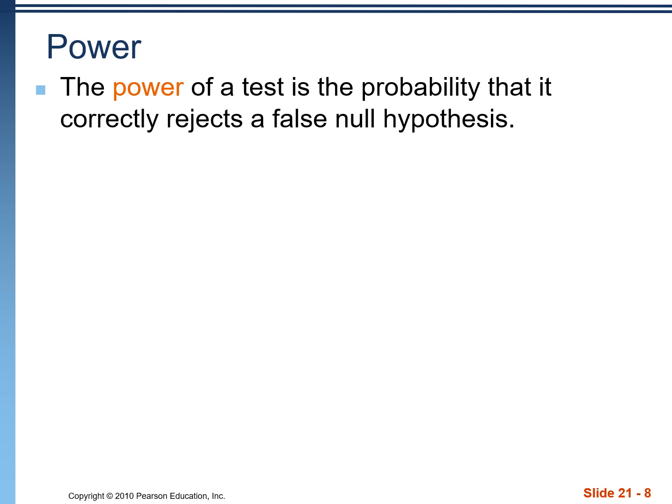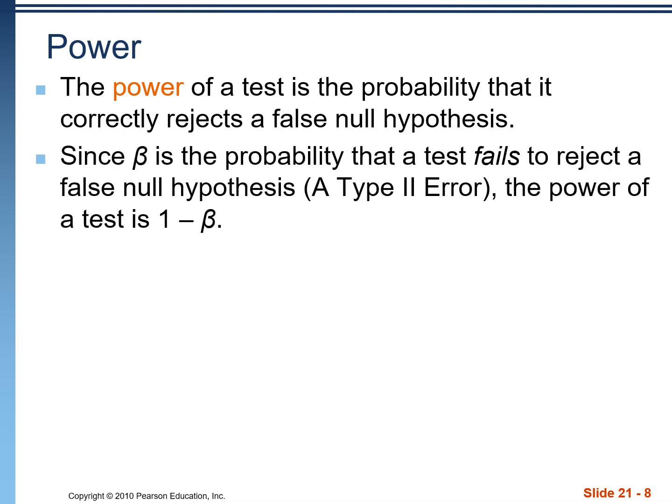Now let's backtrack a minute. The power of a test is the probability that we correctly reject a false null hypothesis. A type 2 error is when we fail to reject a false null hypothesis. These are complementary events. They add to 100%. Now I had mentioned that the probability of a type 2 error is assigned to this variable beta. And since it's complementary with power, the probability of power is 1 minus beta.